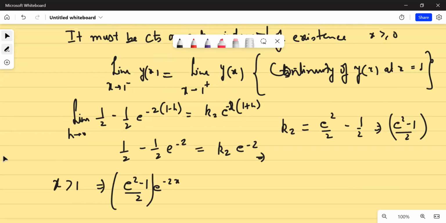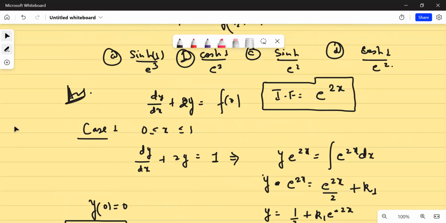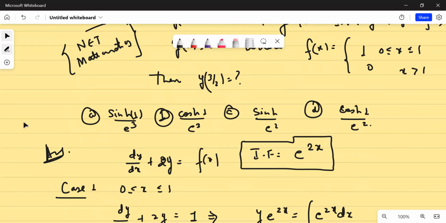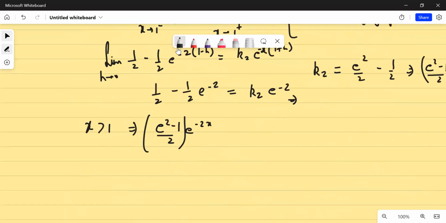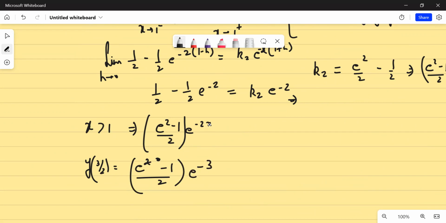And what was asked in the examination? In the examination it was asked, what is the value of y of 3 by 2? So if you replace x with 3 by 2 here, you will get e square minus 1 upon 2, and then you will have e to the power minus 3. So you just do certain things. I think this will be like e to the power minus 1 minus e to the power minus 3, divided by 2.